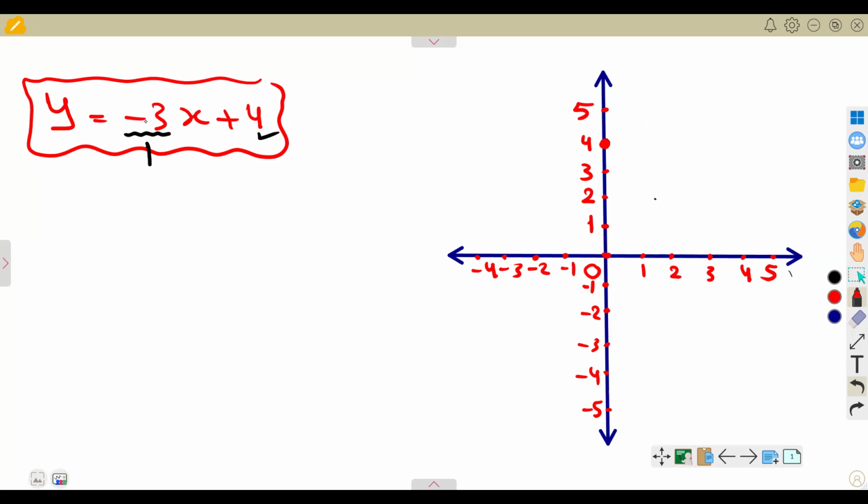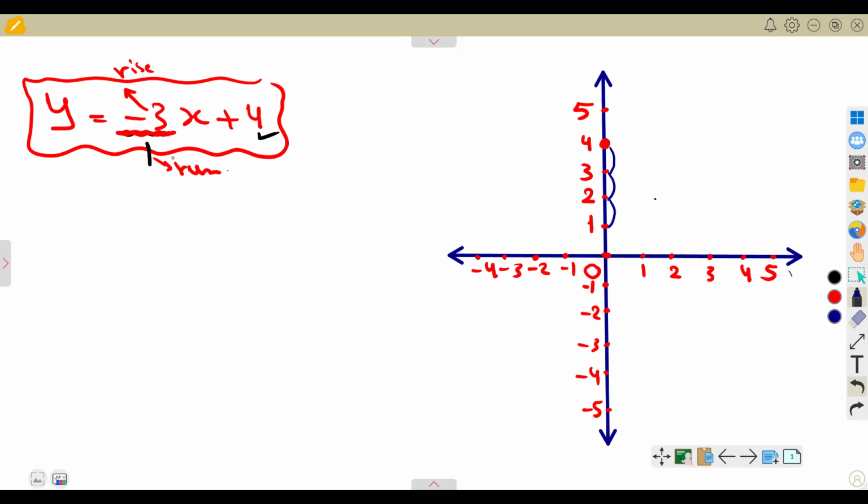The negative 3 over 1. This is the slope. And this is the rise, and this is the run. This means rise over run. The rise here is negative 3. That means I will count down 3 units down from the 4. Count down 1, 2, and 3.